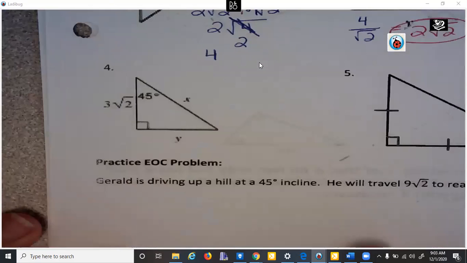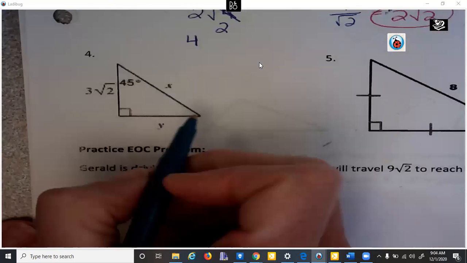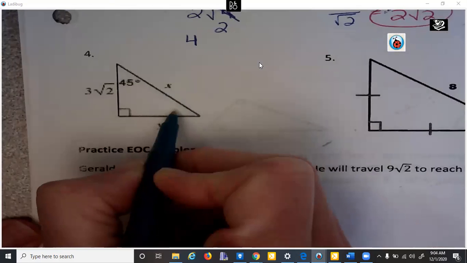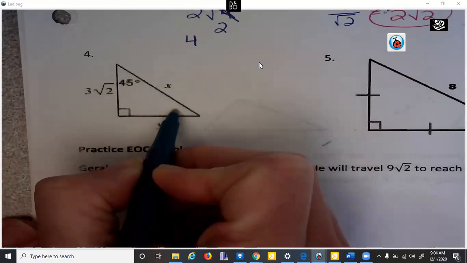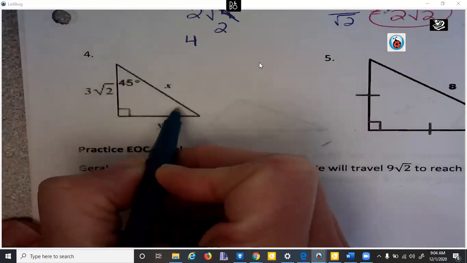All right, number 4, somebody who has not answered today, somebody new. What is going to be this angle? How many degrees is it going to be? 45. Thank you, 45.